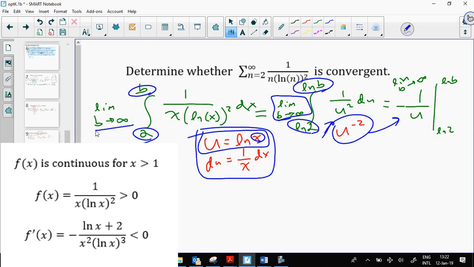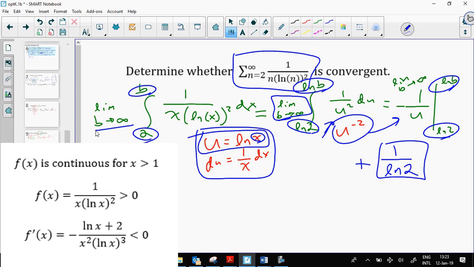We get negative 1 over u. When we substitute in ln of b into that, we're going to get 0, right? Because we're going to have 1 over a super, super big number. And then it'll be minus a negative, so plus 1 over ln of 2. And that is the exact value for that integral. And that's a constant. It's not infinity. So that means that the integral converged. So by the integral test, the series also converges.